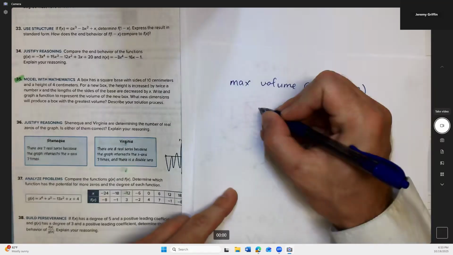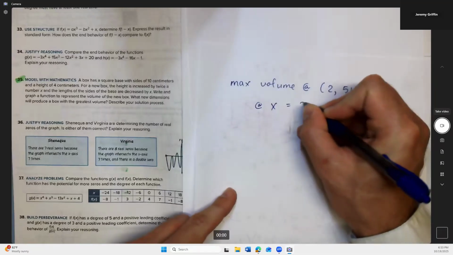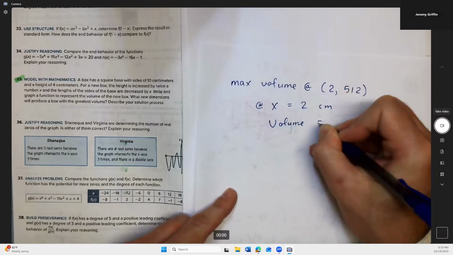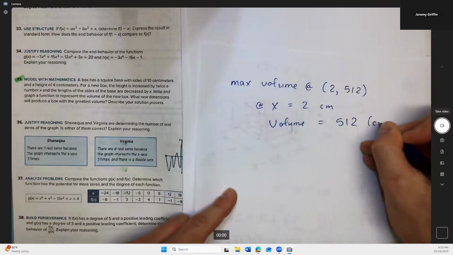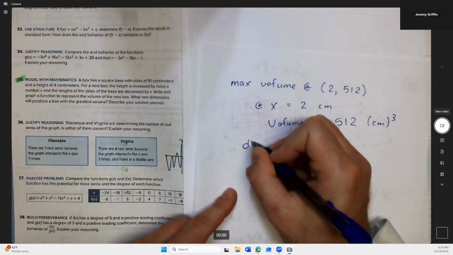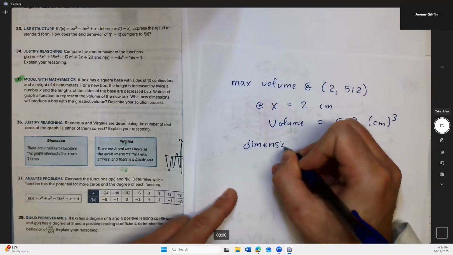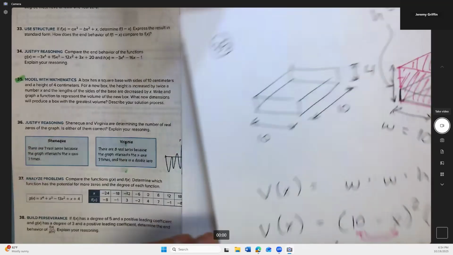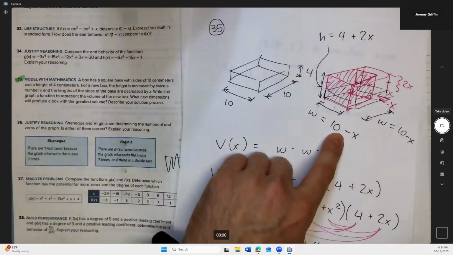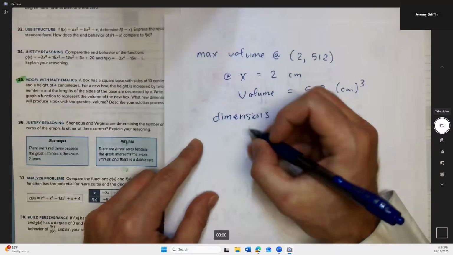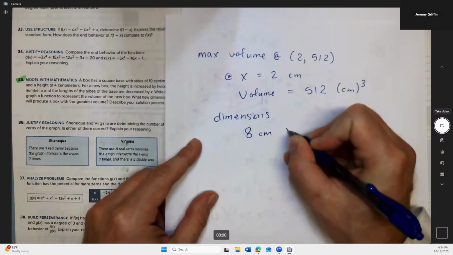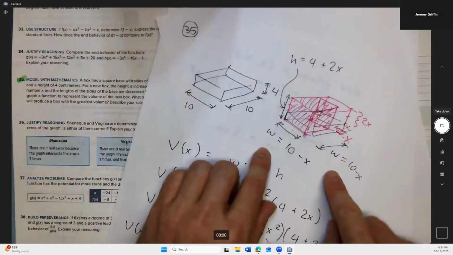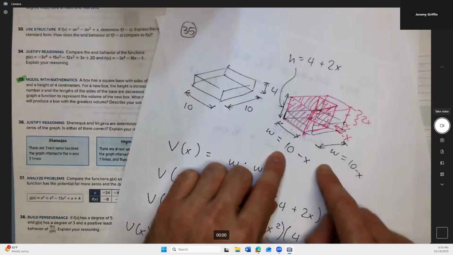So that's to say at x equals 2 centimeters, volume equals 512 cubic centimeters. And the dimensions, because they asked, what are the dimensions? Well, if we plug in 2 for x, 10 minus 2 is 8. So it'd be 8 centimeters by another 8 centimeters, because this is also the same, so it's a square base. So we got 8 here, we got 8 here, 10 minus 2, 10 minus 2.